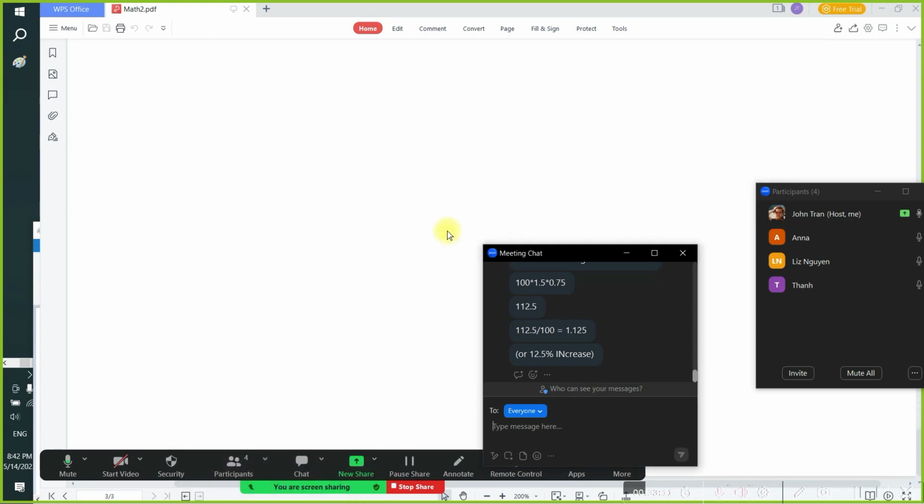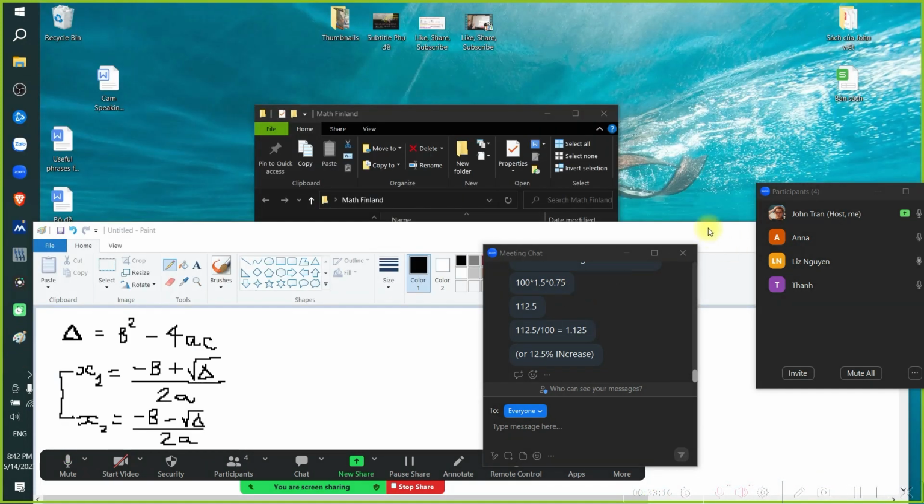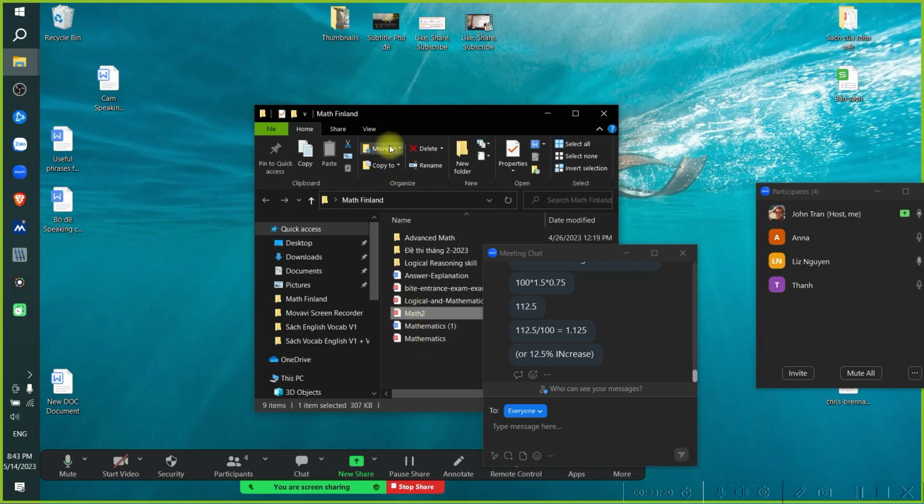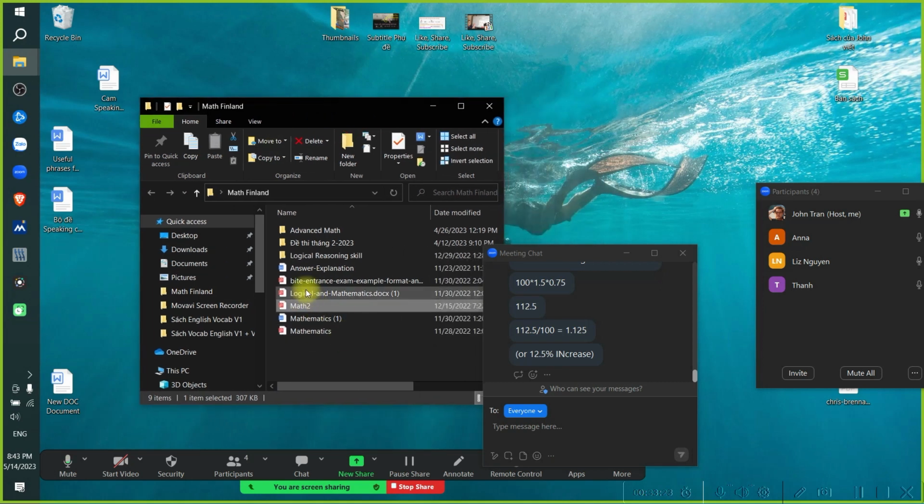Okay, so let's draw. Oh, this is the end of the file. Don't save. Okay, let's go to this file. Logical and mathematics 1.